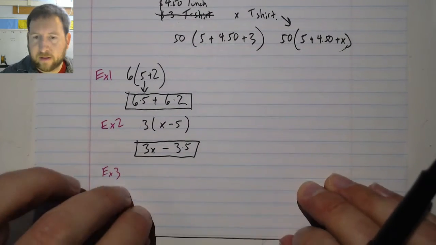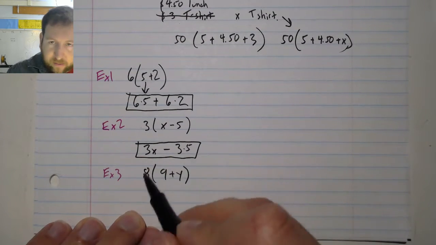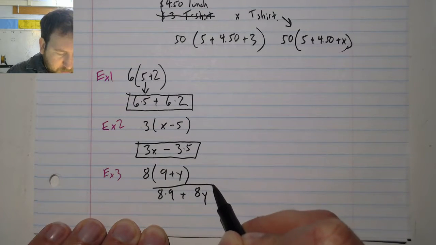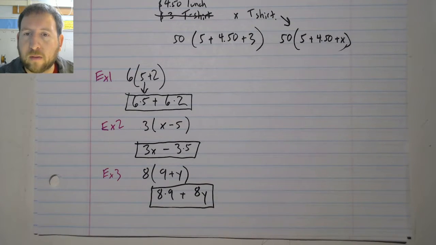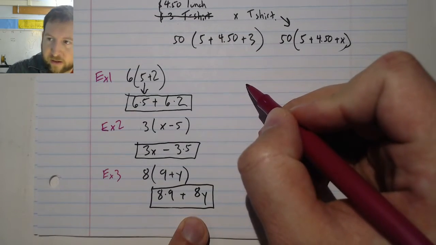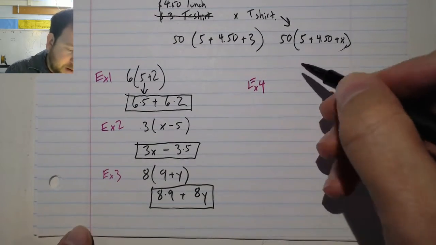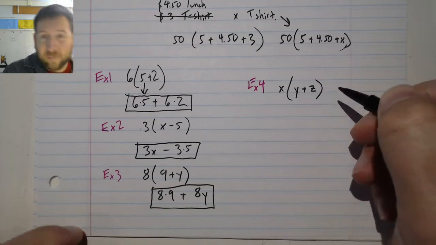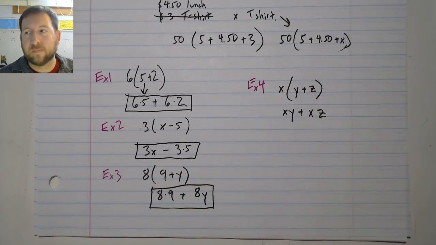Let's try another one. 8 times quantity 9 plus y. Okay, simplify using the distributive property. 8 times 9 plus 8y. Make sense? I hope so. This is kind of a weird property that you might not use a lot, but this is how it goes. Let me do one more quick example. If I don't have any numbers at all, I could have a problem like this: x times quantity y plus z. And I can do this the same way. This would be xy plus xz. All right. Good luck.